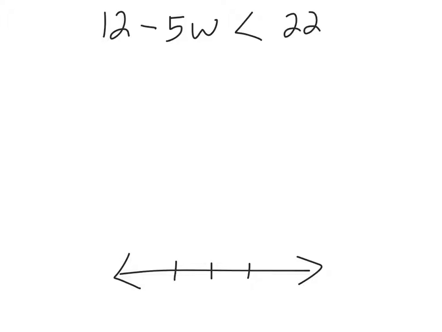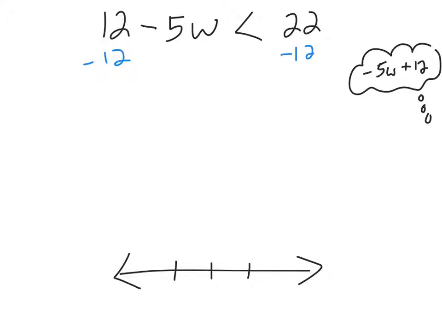Actually, why don't we do that off to the side? Negative 5w plus 12. It's the same exact thing as what I have on the left, my thought bubble. Okay, so if you were to undo that, you would subtract 12 from both sides. And that's what I need to do here. So subtract 12 from both sides. 12 minus 12 is 0, so you can see it cancels out. Make sure that negative sign comes down with the 5w.